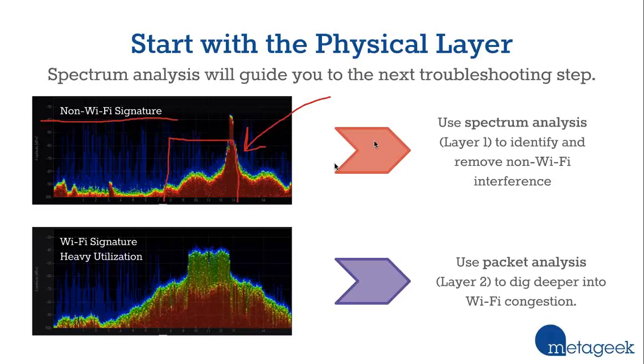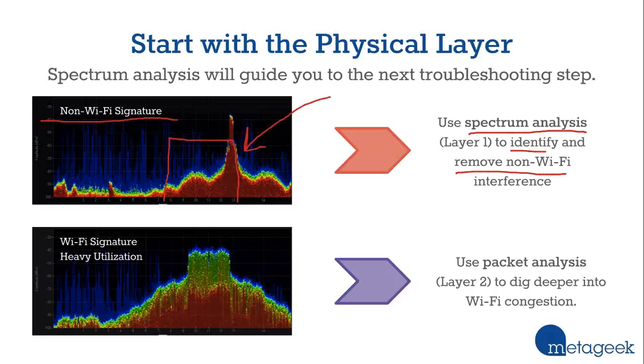And if you see something like that, that's when you're going to use spectrum analysis. That means something like a Wi-Spy and Channelizer to identify and remove non-Wi-Fi interference. You're going to figure out what that interference is, and you're going to go track it down and just get rid of it, because it's just going to cause interference for any of your Wi-Fi devices, and it's going to cause extreme problems.